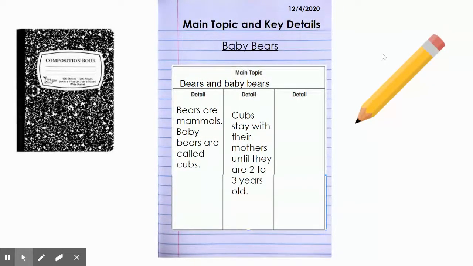It reads, cubs stay with their mothers until they are 2 to 3 years old. This key detail gives me information about bears and baby bears. So it belongs as a key detail on our graphic organizer. Please press pause and then play again when you are ready to move on.